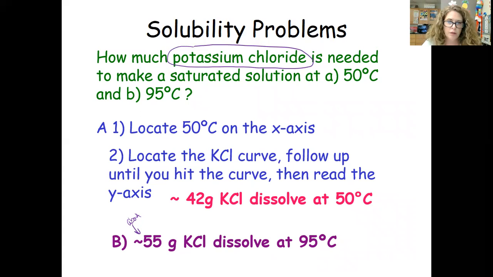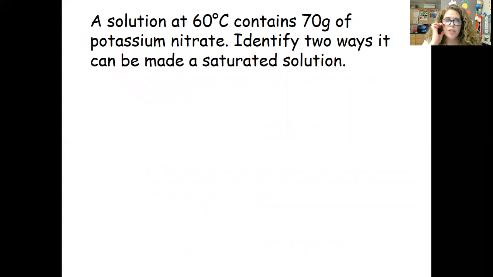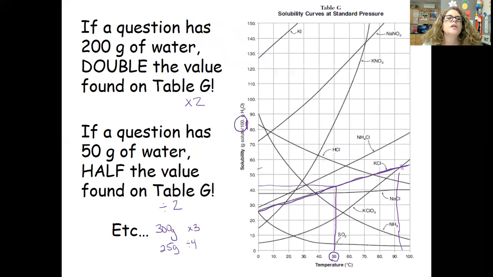All right, let's go on to another problem. We have a solution at 60 degrees that contains 70 grams of potassium nitrate. Identify 2 ways it can be made a saturated solution. All right, so I'm going to go to my graph. Let me just go back to my graph, and I'm going to get my eraser button here so that I can erase.